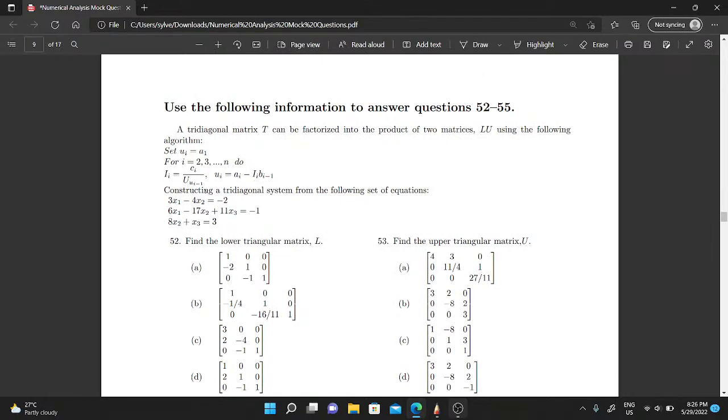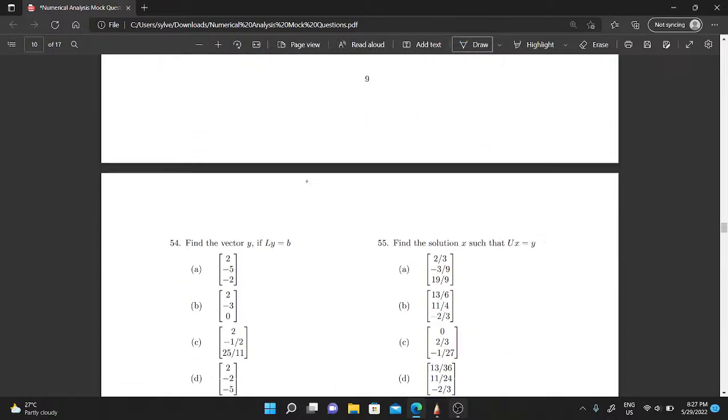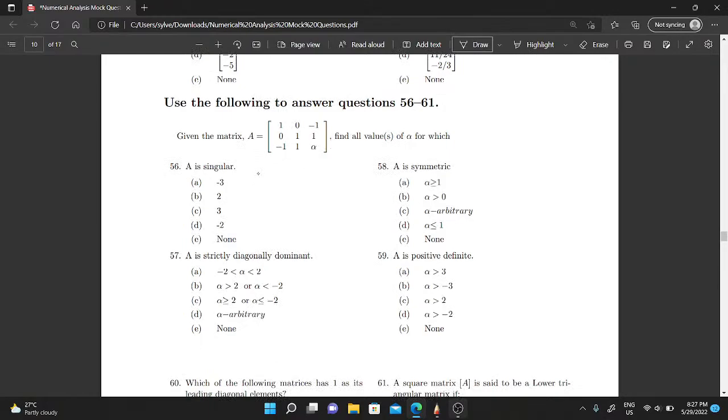Now, this question is that a tri-diagonal matrix T can be factorized into the product of two matrices LU using the following algorithm. What they've written here you don't really need. What you needed was the LU they've given you. That means you are doing LU decomposition. So all you have to do is extract your coefficient matrix from the equations here, and then you perform your LU. Your lower triangular matrix here is just the L of your LU decomposition. So you're just doing LU. I'm sure you can all do this by this time.